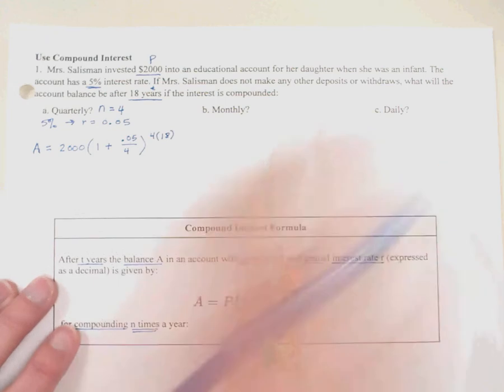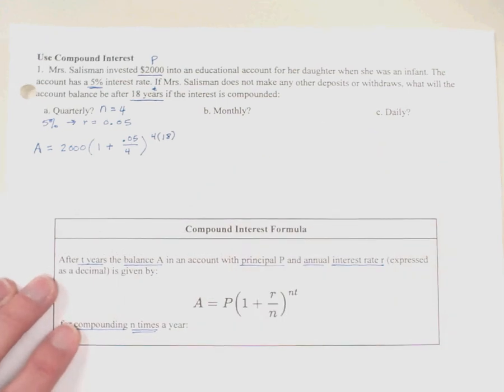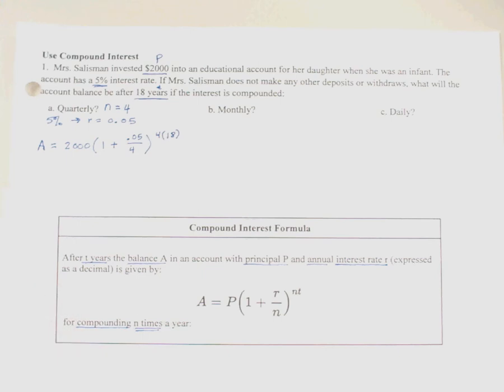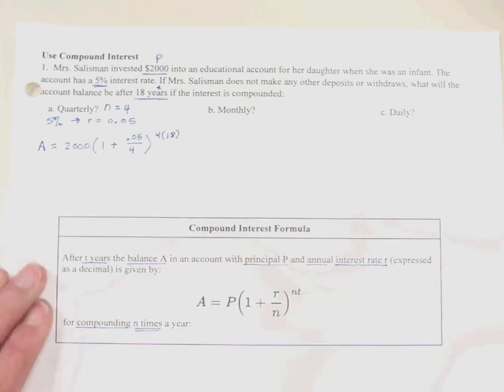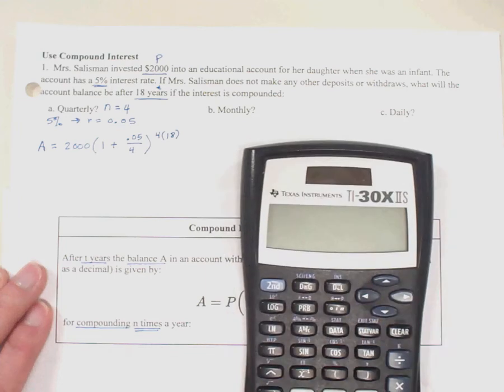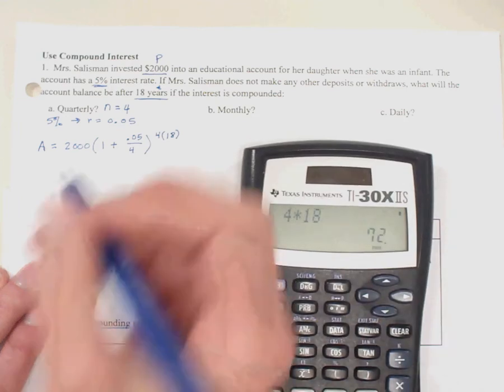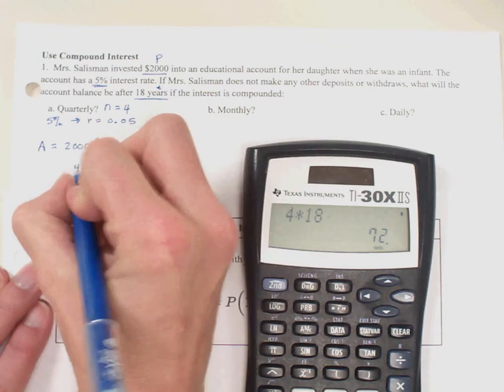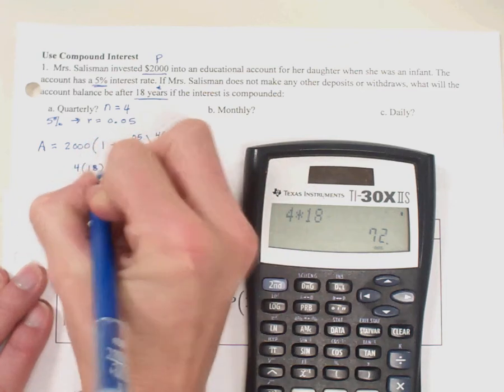Now, this is really a lesson on how to use your calculator. We're going to plug this into your calculator, but we are going to use order of operations. Now, I do need to know what 4 times 18 is. So I'm going to take 4 times 18 on my calculator, and I get 72. I'm going to write that down so I have that information.